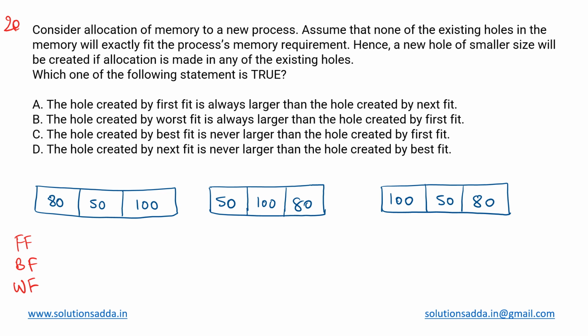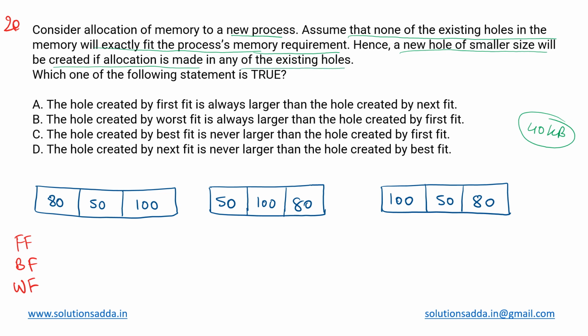This is an operating systems question based upon memory allocation for a process. We have a new process to which memory has to be allocated, assuming that none of the existing holes in the memory will exactly fit the process memory requirement. Which means if you have a process of size, let us say 40 KB, then there is no hole of exactly this size. There might be smaller holes and larger holes. So a new hole of smaller size will be created if allocation is made in any of the existing holes.